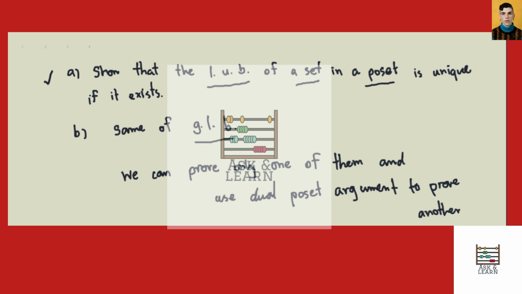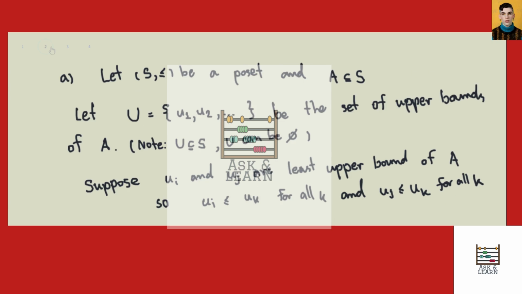without starting over from scratch, by using the property of a dual poset or a dual relation, if you will. So if we have a poset with relation R, we have a dual of it as R prime, by reversing every pair in R to get R prime. We're going to use this, but let's talk about that later. First, prove the first statement.